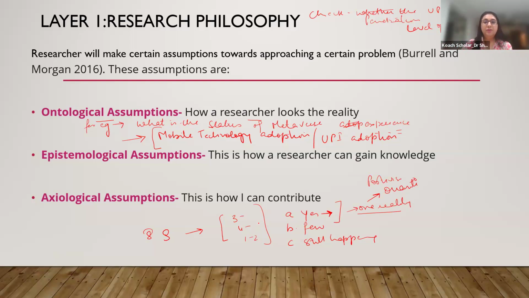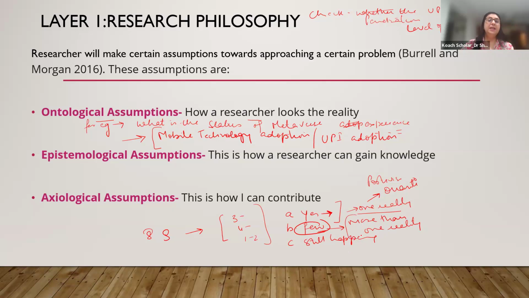So those who are saying few, that means they feel few have adopted, few have not adopted, right? When they're saying few have adopted, few have not adopted, that means there is more than one reality. There is more than one reality. Maybe they adopted, maybe they did not, right?